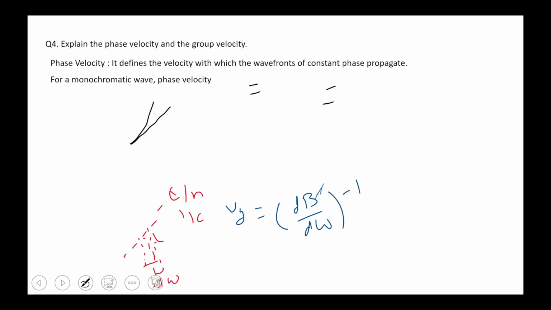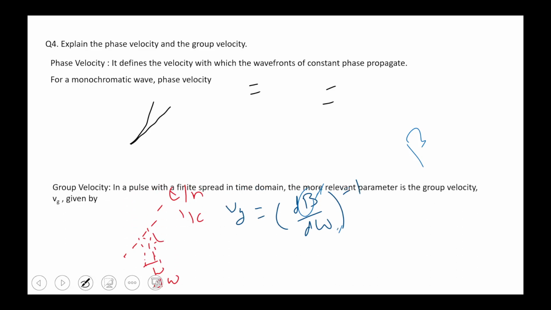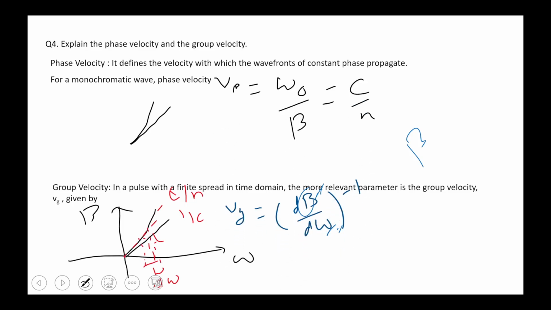Yes, this is the phase, beta. We have to include that phase, and d omega is the change with frequency. But in the case of phase velocity, beta should be kept constant. So group velocity is the speed of a pulse with finite speed. So Vg is d omega by d beta, and this is equivalent to C by n, where n is the refractive index. In that case we keep this constant, so alternatively we can say C by n.